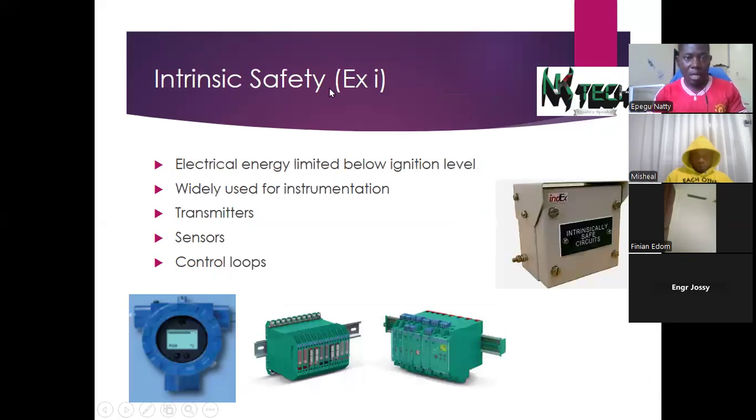And then we have another one, the EXI. So EXI is intrinsic safety. Now the intrinsic safety is mostly for these transmitters. Transmitters, we have the switch box, and then also this junction box. So you can see this is boldly written intrinsically safe circuit. Okay, so this is used for both transmitters, sensors, and then your control loop.